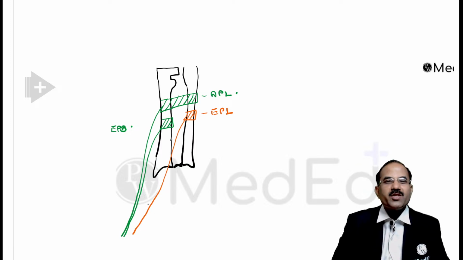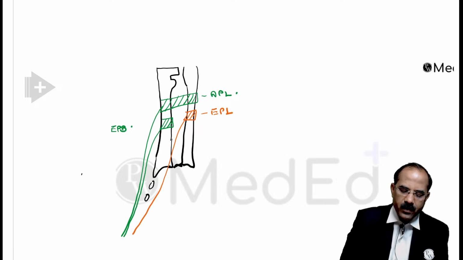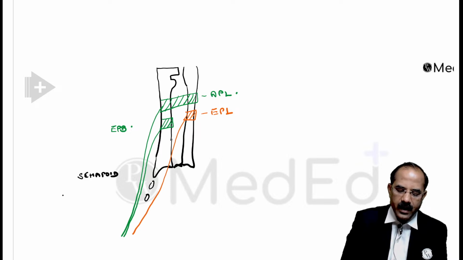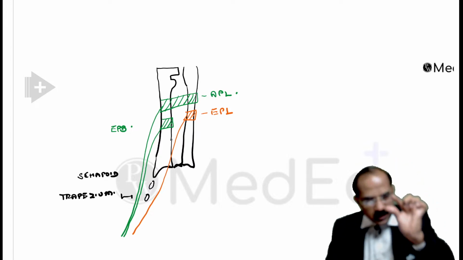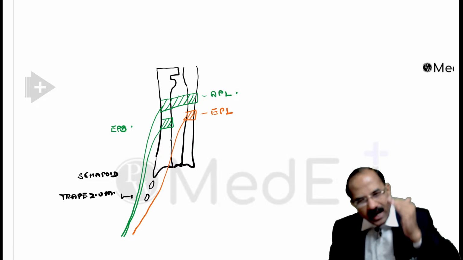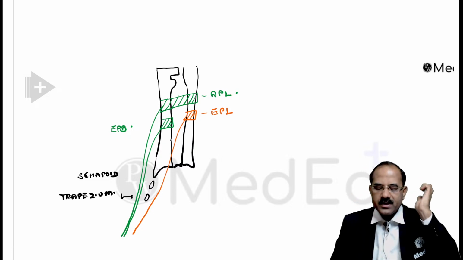The floor, bachcho, the floor is formed by what? The floor is formed by the styloid process of radius and two carpal bones. ये कौन है? Scaphoid and trapezium. Scaphoid and ये है trapezium. This bone is trapezium. So styloid process of radius, scaphoid and trapezium. ये कहाँ होंगे? They are in the floor of the snuff box.